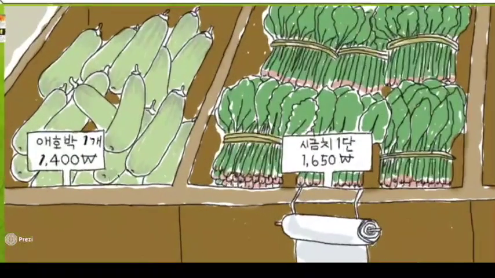Okay, let's start with the 호박. 호박 is what? Zucchini and pumpkins. But this kind of 호박 has a name, 애호박. I'll explain it later. But 호박 is just one item, so you count it by 개. Okay, a piece of 호박. So 호박 한 개. It's 1,400원, 1,400 won.